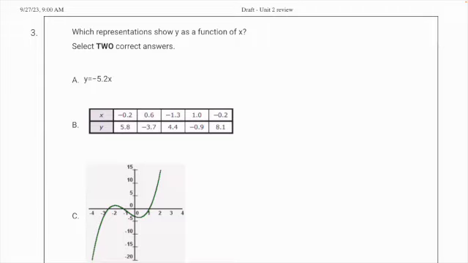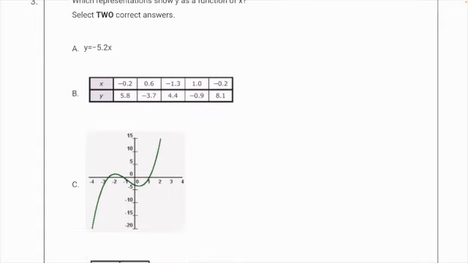Alrighty, guys. About one more minute. Alrighty, go ahead and check with the neighbor. See what they got. All right. Cabrina, what'd you get? A and C. Let's take a look.